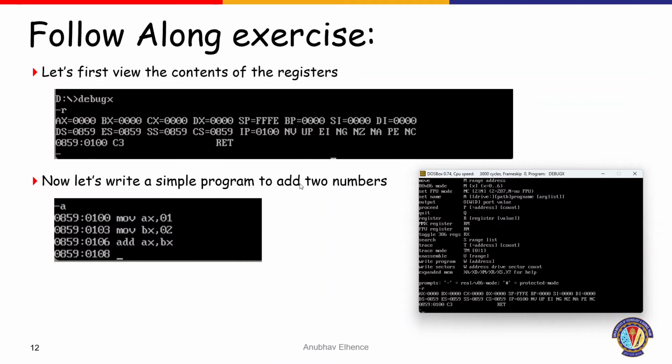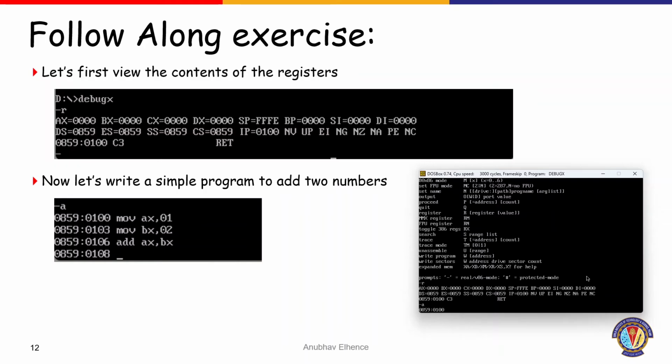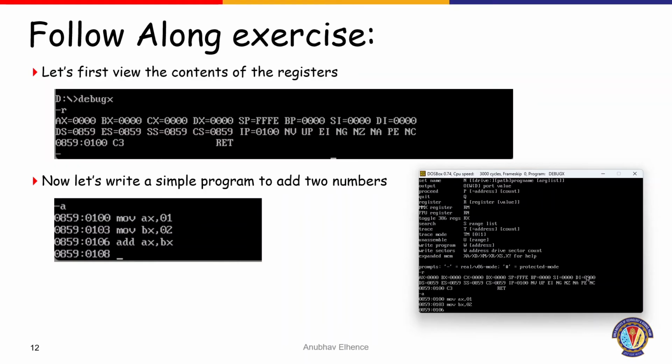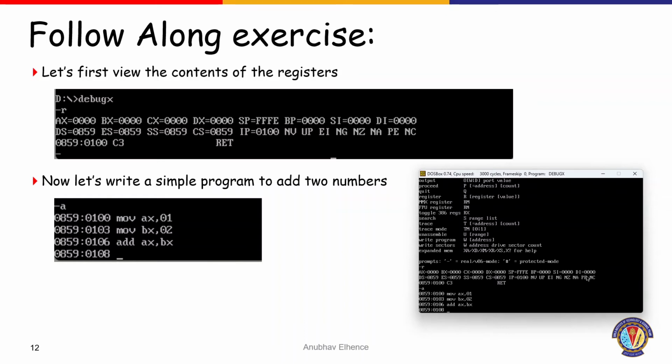So now let's write a simple program to add two numbers. So the first thing to do is type the A command, and that will open the window for you to type the command. So move AX comma 01 and move to BX value 02, and then simply add AX and BX and store the result back to AX. So this is what this instruction means.